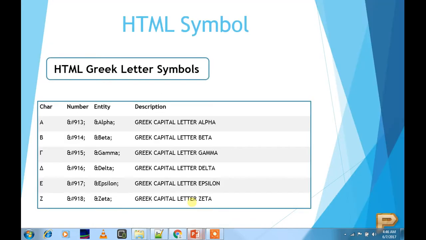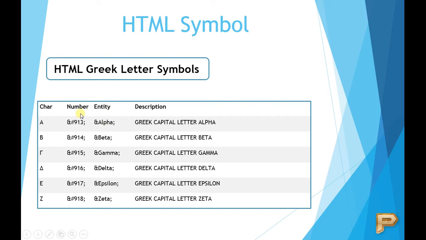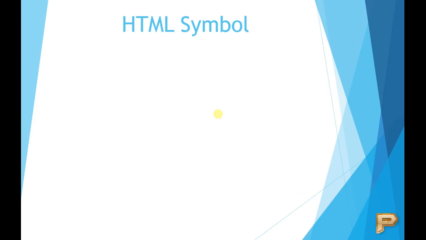So this is how, just by using the entity name or the entity number, we can represent symbols. Entity names you can remember very nicely, but entity numbers will be difficult. So you have to refer to them again and again, and then you can represent all these symbols.